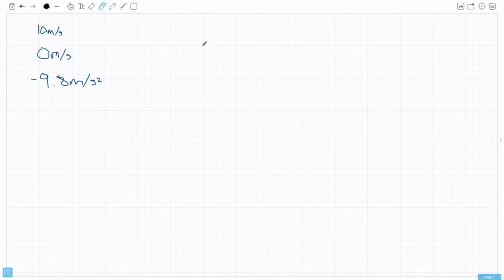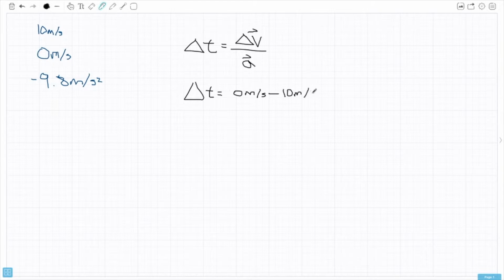So, the formula is delta t equals delta v, the change in velocity, over acceleration. Since the change in velocity is final minus initial, we just substitute these values in. So we know the final is 0, minus the initial, which is 10. And we also know the acceleration is negative 9.8 meters per second squared. This will leave us with negative 10 over negative 9.8.